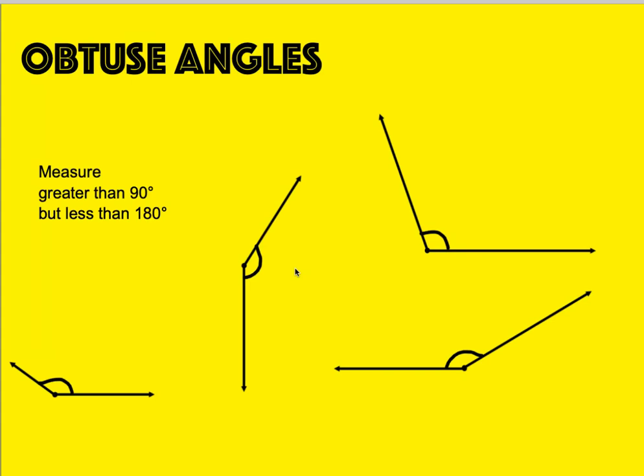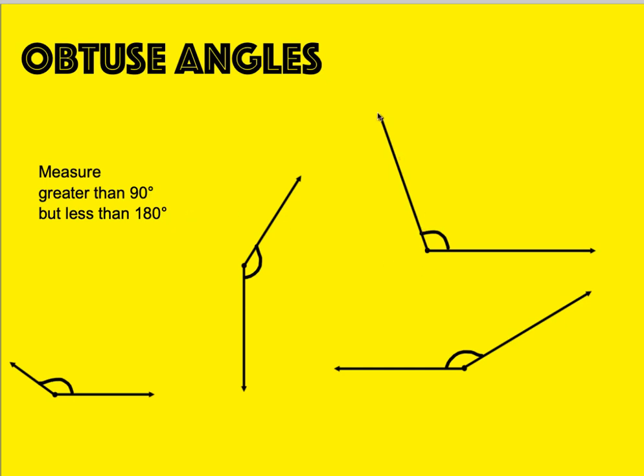Our next type of angle is an obtuse angle. Sometimes people will think of the word open because it also starts with the letter O, and an obtuse angle can resemble an open book. Obtuse angles have a wide range. They have to be greater than 90, but they must be less than 180.